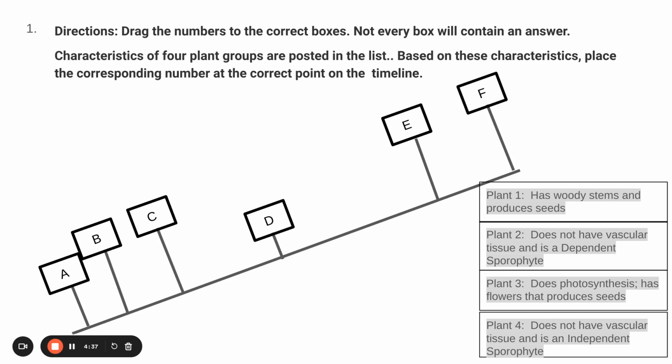Number 4 lacks vascular tissue and is an independent sporophyte. So now we're going back to the same place where we were for number 2. So it doesn't have vascular tissue, so we can't go past vascular tissue on our timeline, and it's an independent sporophyte. So there's only one box between those two, so that means that number 4 has to be C. So now we can go back to, and with confidence, we can say which one is number 1. So it has a woody stem and it has seeds. So, sorry, it has to be F. I mean, scratch that. It has to be E.